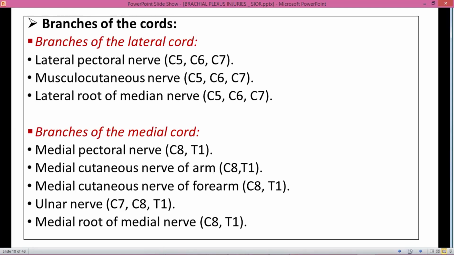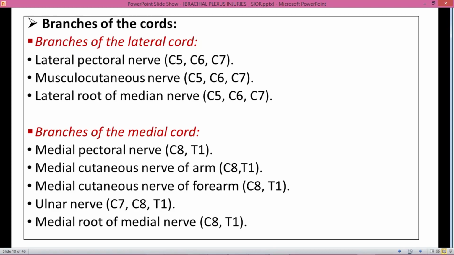Talking about the branches of the cords. First are the branches of the lateral cord. They are the lateral pectoral nerve, C5, C6, C7, the musculocutaneous nerve, C5, C6, C7, and the lateral root of the median nerve, C5, C6, C7. The lateral pectoral nerve supplies the pectoralis major and pectoralis minor. The musculocutaneous nerve supplies the biceps, brachialis, and coracobrachialis. The lateral root of the median nerve supplies the flexor muscles of the hand.